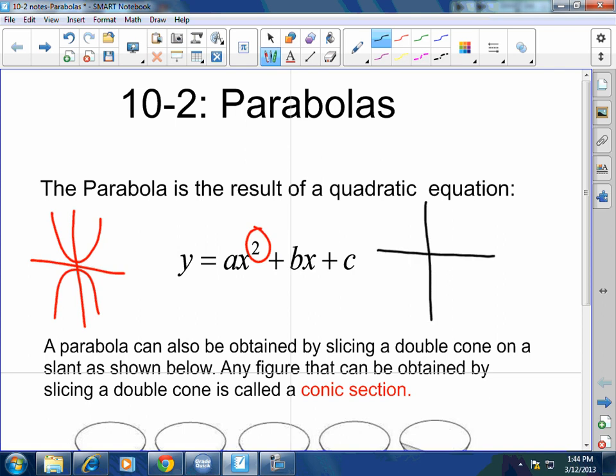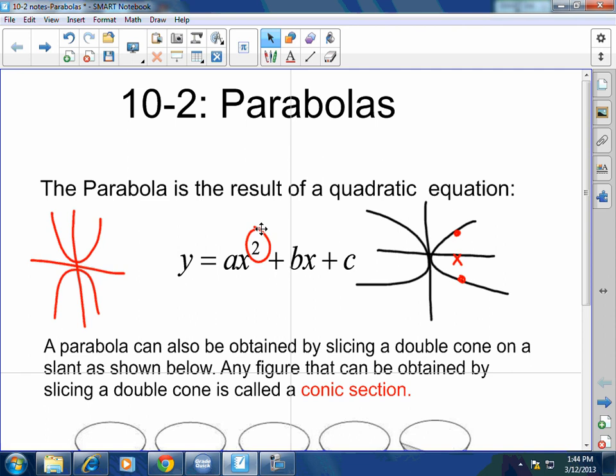Non-function parabolas are when y is squared, and they're going to be opening sideways. So these are not functions because at any particular x value, you have two different y values, and you cannot have two different y values for the same x value. So today we're going to learn the other side of parabolas, the non-function side.